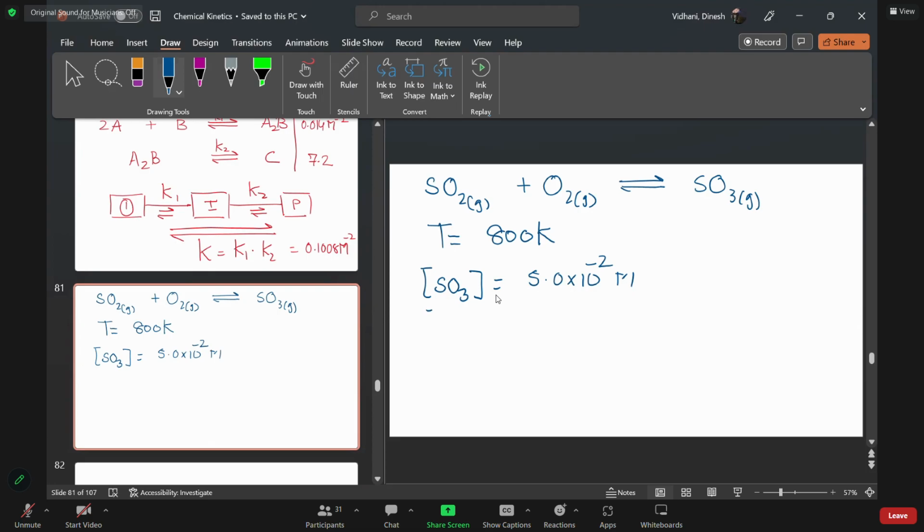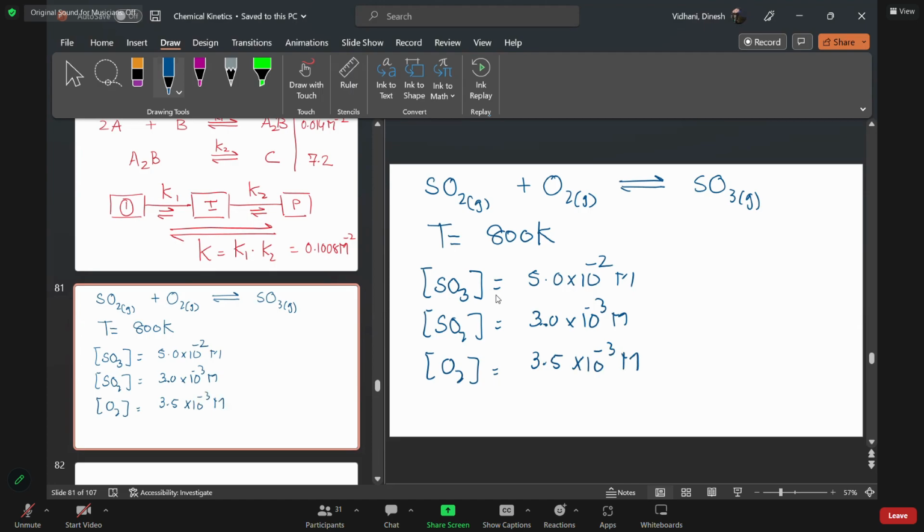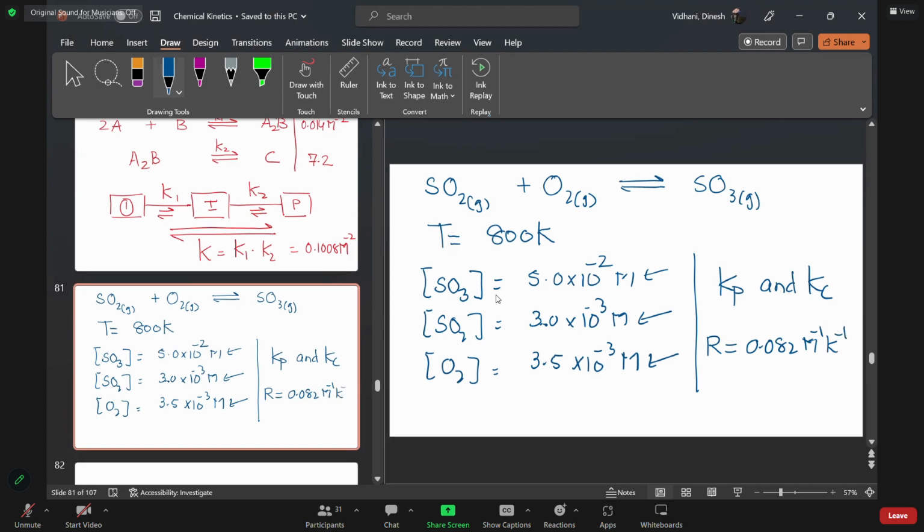Suppose the concentration at equilibrium for sulfur dioxide is 3.0 10 to the power -3 molar, and concentration of oxygen is suppose 3.5 10 to the power -3 molar. So when I take the sample of my reaction mixture at equilibrium at 800 Kelvin, I'm seeing sulfur trioxide 5 10 to the power -2 molar, SO2 sulfur dioxide 3 10 to the power -3, and oxygen 3.5. What you need to find is Kp and Kc, and I will give you the value of R, that's 0.082 per molar per Kelvin, and I'll just write atmospheres here.